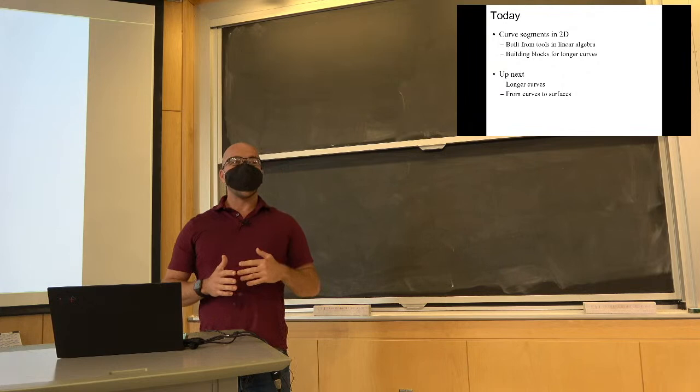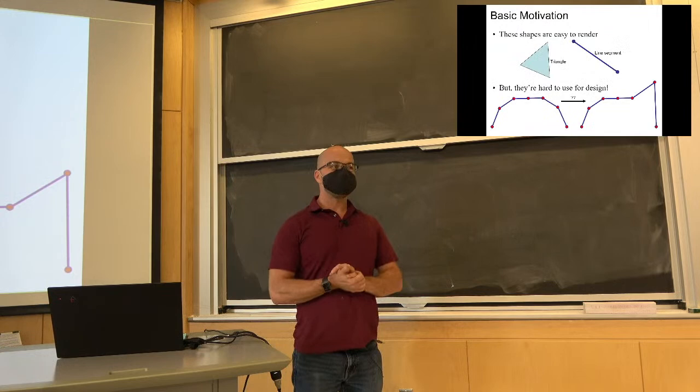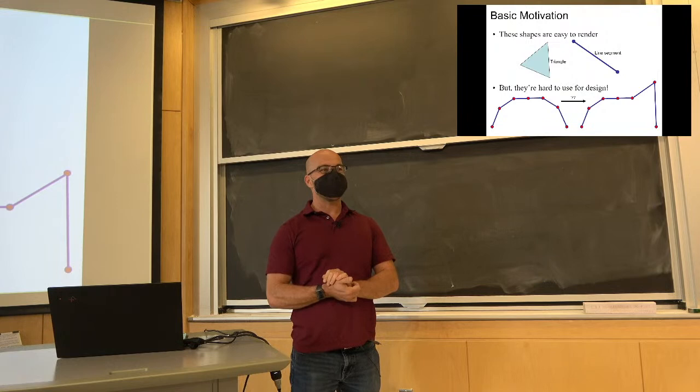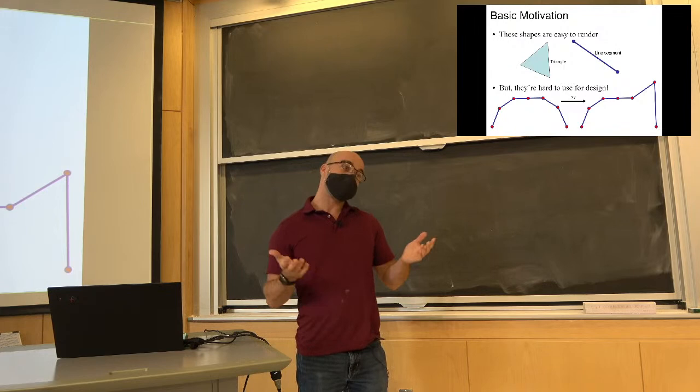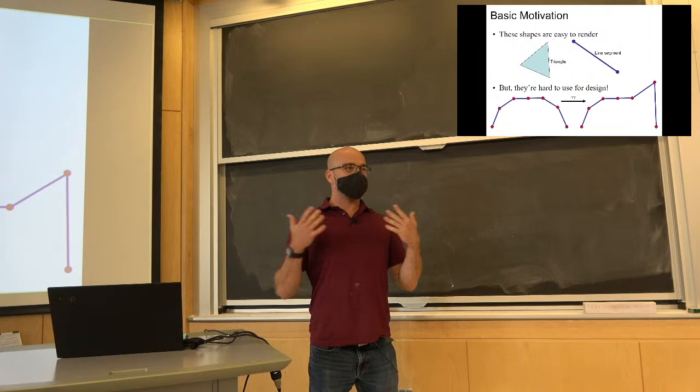Okay, so our basic motivation here looks something like this. What we're going to learn in 6837 is that it's really easy to draw basically two shapes: a triangle and a line segment. We're going to talk all about different algorithms for drawing triangles. We're big on triangles around here. But unfortunately, those are very hard to use for design purposes, right?